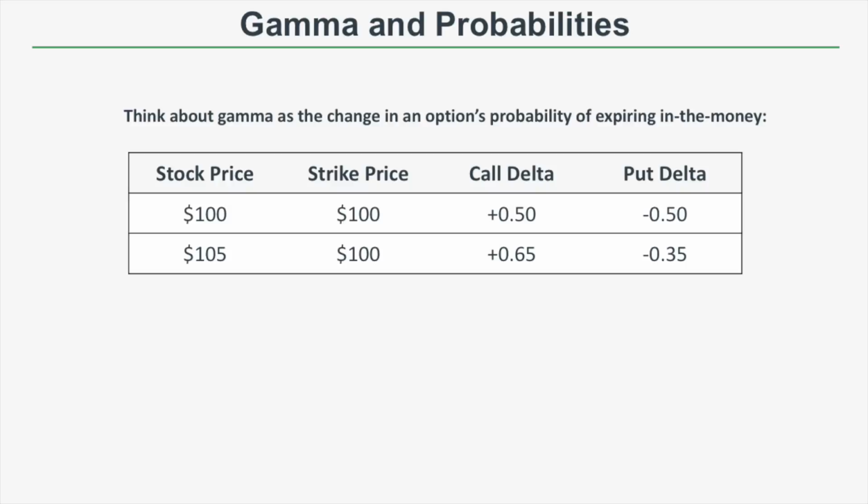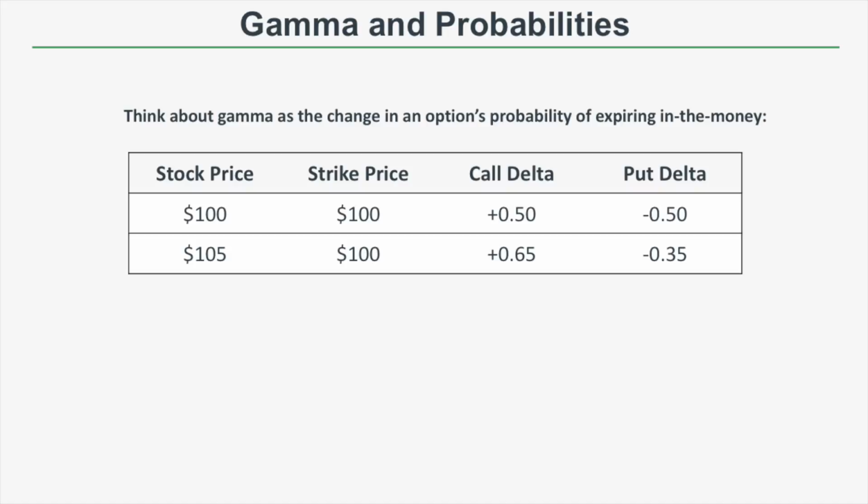Now, if the stock price increases from 100, the call will be in the money, and if the stock price decreases from 100, the put will be in the money. So the deltas of 0.5 in both cases are telling us that there's about a 50% chance that either the call or put is in the money at expiration. Now let's say the stock price increases to $105. Now that 100 call has a 65 delta while the put has a negative 35 delta.